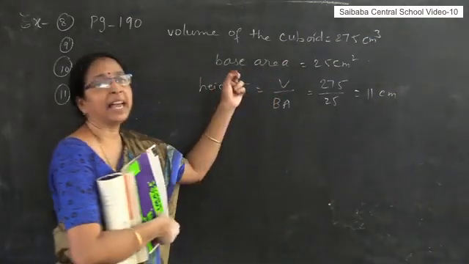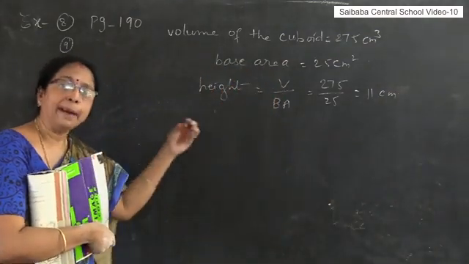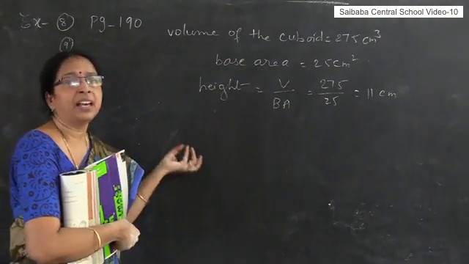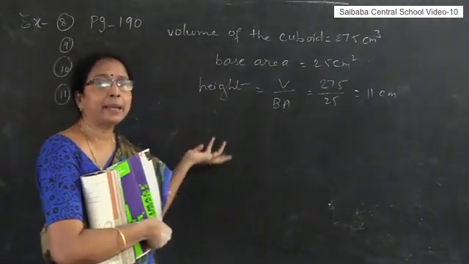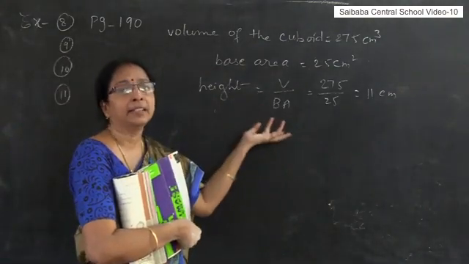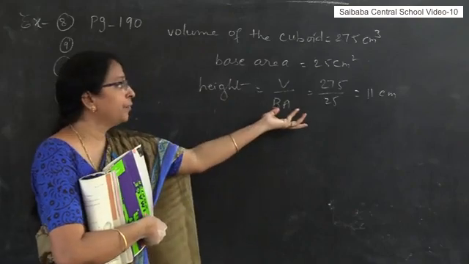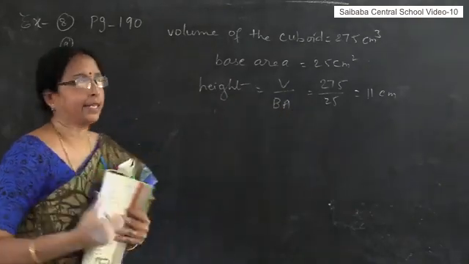See, once again they have given the volume of the cuboid and the base area of the cuboid. They are asking us to find the height. Height is nothing but the volume of the cuboid divided by base area. So if you divide, you will get 11 centimeter height.